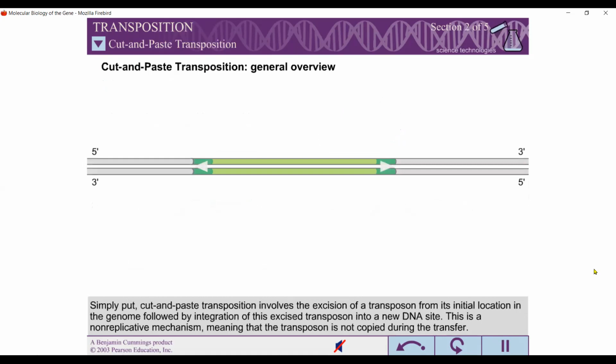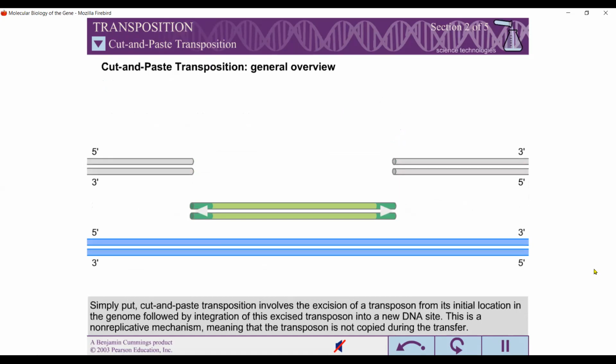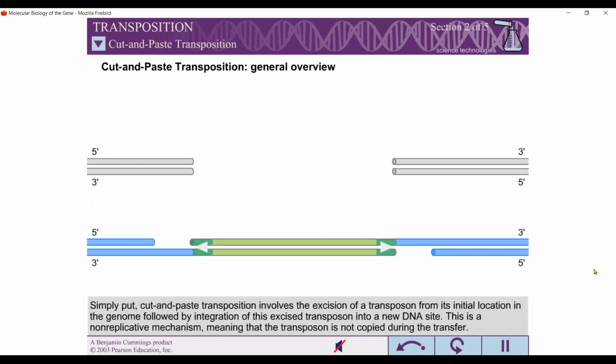So this is a simple cut and paste transposition. As you can see, the transposon is excised from its original location in the genome, followed by integration into the target site. This is a non-replicative mechanism because when it cuts itself out from the original site and enters the target site, it does not keep any copy of itself in the original position.